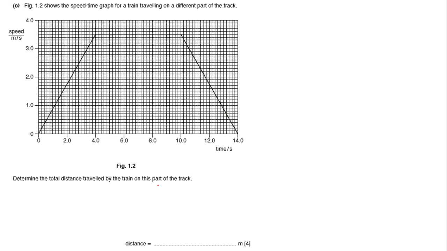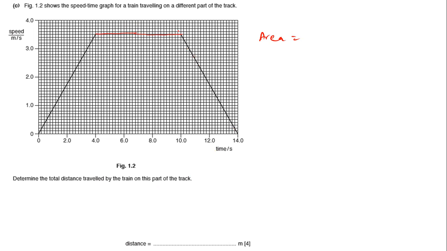How do we do this? Speed-time graph for a train traveling on a different part of the track. It would be the area under the graph. Tell me what is the value of it. So there is a line here, a thin line that has been shown over here.